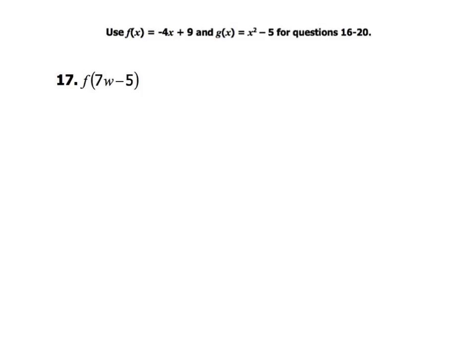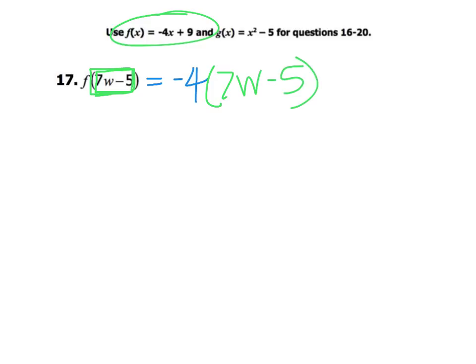Alright, so the last couple of examples are slightly different because now our input has a variable in it. So our input, or our x, has a variable in it. Here we're using the f of x function, but our x, or our input, is 7w minus 5. We're going to treat it the same way we did when x was just a number. So we're going to use this equation, and then we're going to write it out. We're going to say -4, but every time we see an x, we are going to plug in 7w minus 5. So 4 times our input, our x, plus 9.